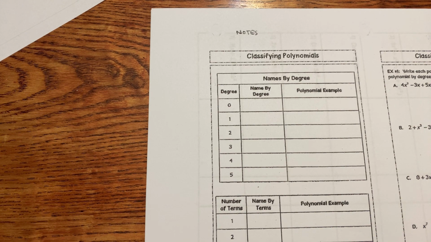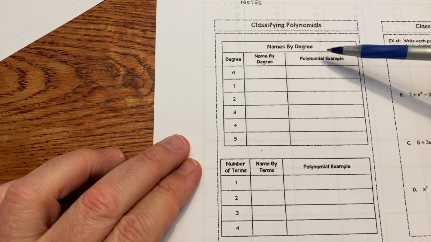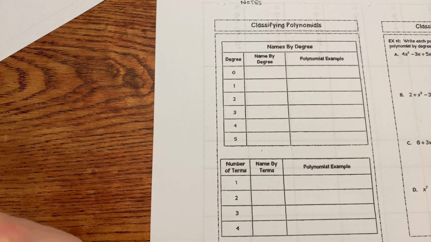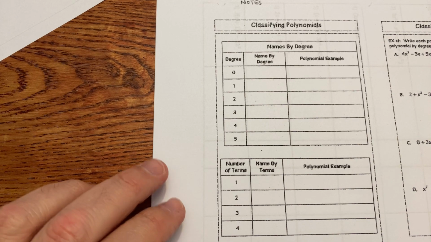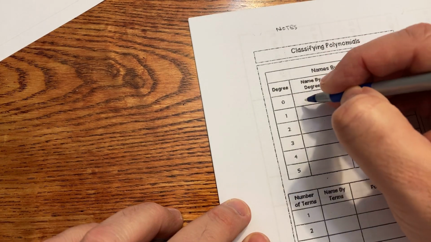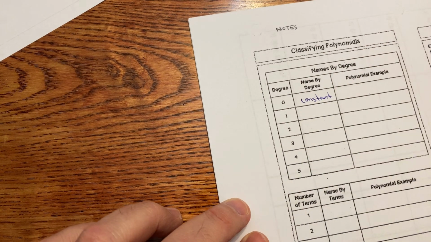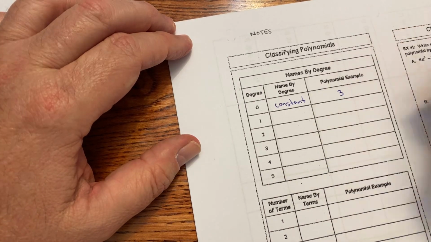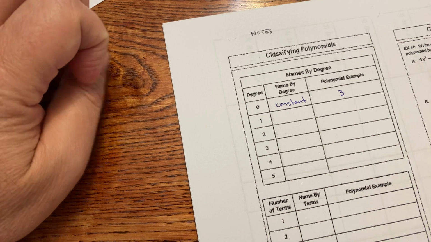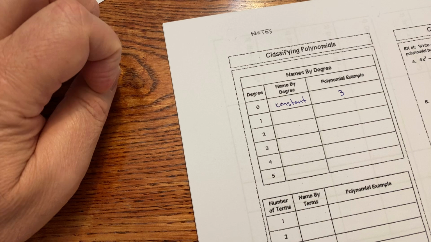All right, so classifying polynomials. We can classify polynomials 2 different ways. We can classify by degree or the number of terms. The degree is basically just the highest exponent. So when we have a degree of 0, we call that a constant. And a constant is just any term without a variable. So 3 is a constant. It has a degree of 0 because you can list this as 3x to the 0 power. So that's a constant term.